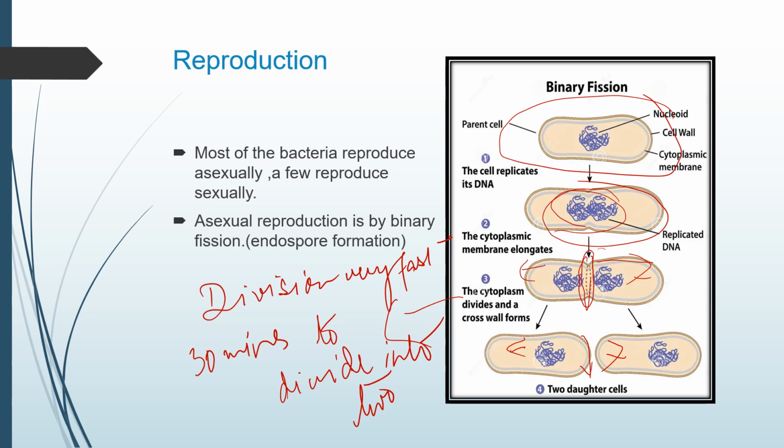Is it clear? Just follow this pictorial representation which I have discussed here. The parent cell replicates its DNA. The cytoplasmic region elongates along with the replicated DNA. The cytoplasm divides and cross walls form. Cross walls are forming here and two daughter cells are formed. Ideally, it takes mostly 30 minutes to divide into two cells.